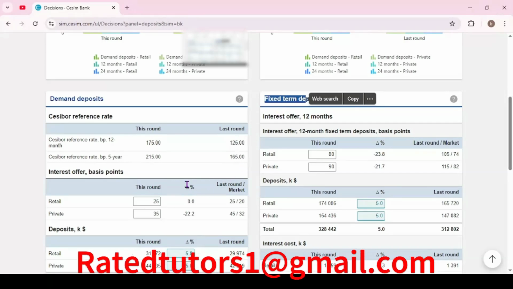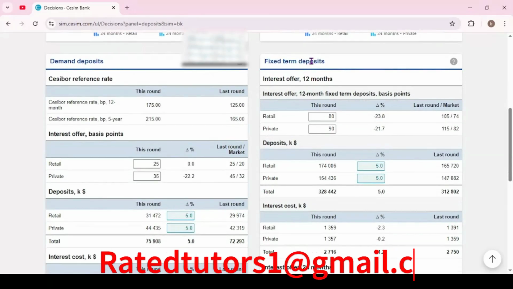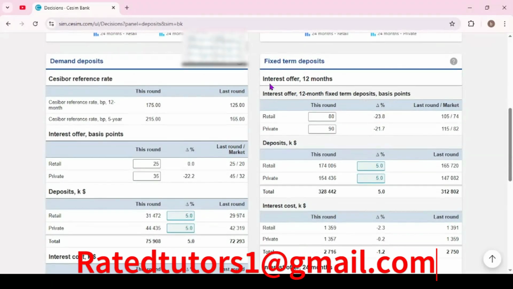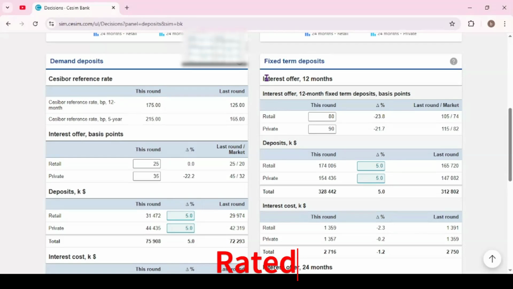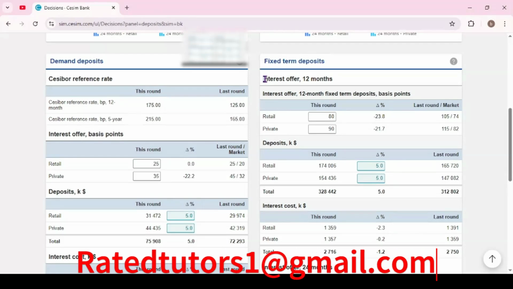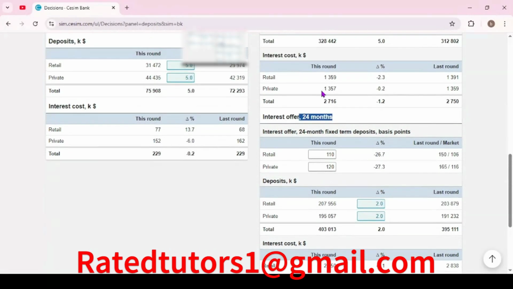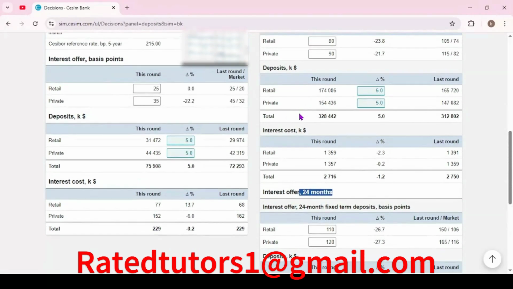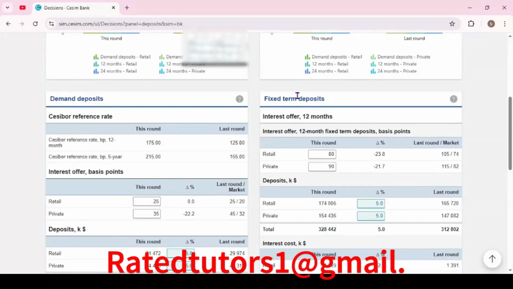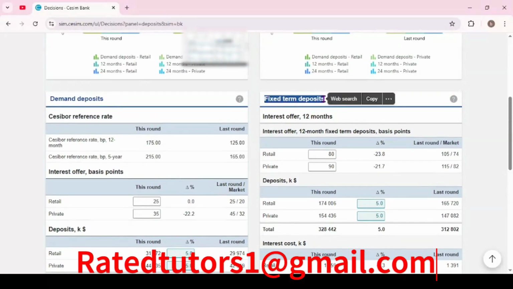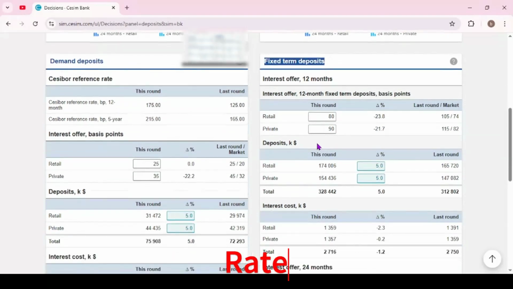Also we have the term deposits, which are mainly for a fixed term. It can be an interest offer for 12 months, and we have another one for 24 months. So they are fixed for a particular period, and they really have a lot of interest. The fixed term deposits normally have a lot of interest in the simulation.